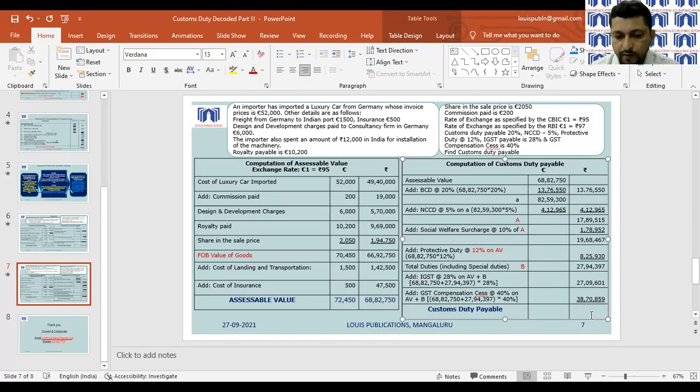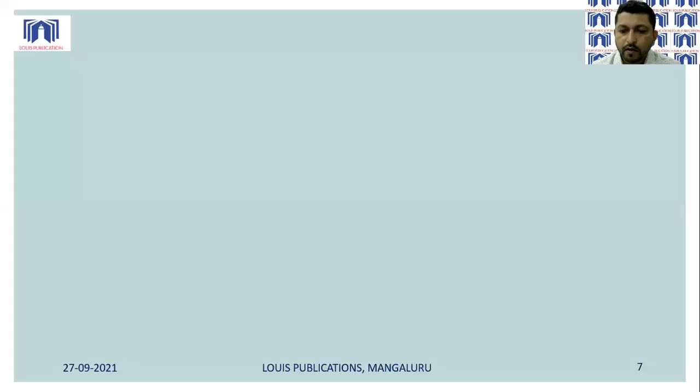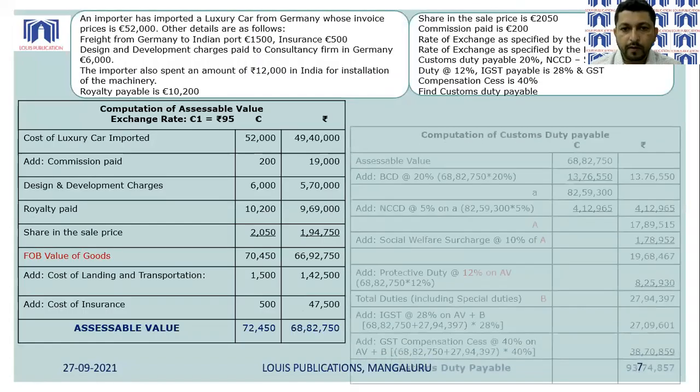It will be 93,74,857. Okay, we'll take that value: 27,94,397 plus 27,09,601 plus 38,70,859. So total will be 93,74,857. So 93,74,857 will be the customs duty payable.